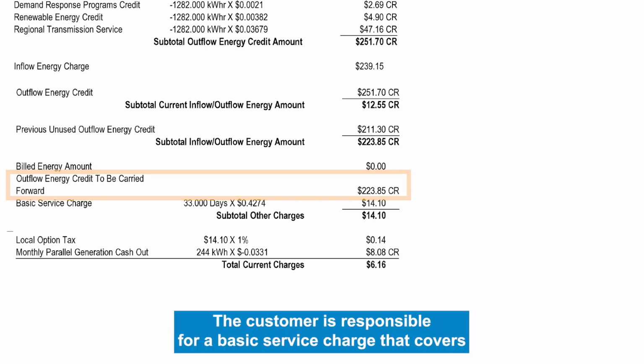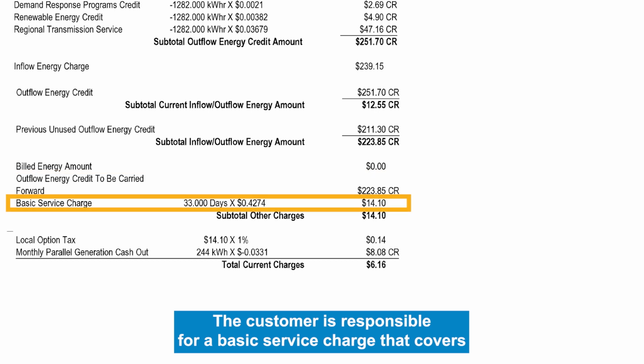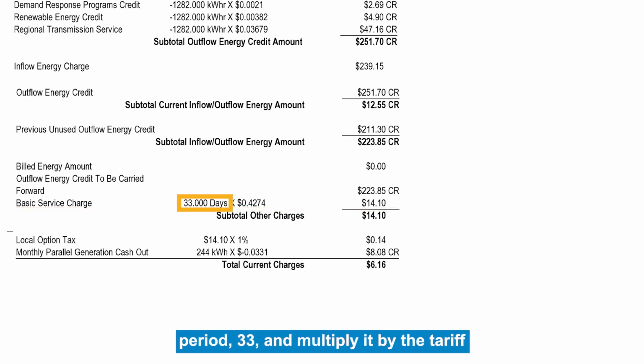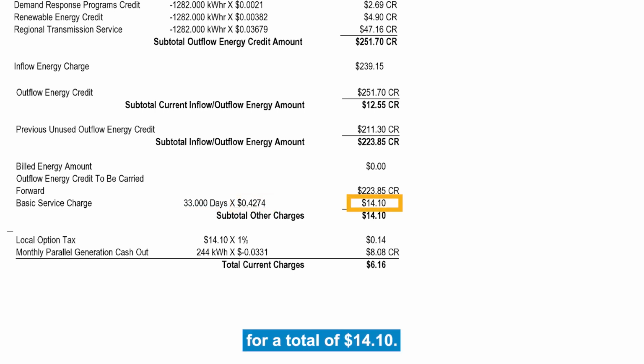$223.85. The customer is responsible for a basic service charge that covers the cost of their service meter and maintenance of utility equipment. To calculate this, we take the number of days in the billing period, 33, and multiply it by the tariff for a total of $14.10.